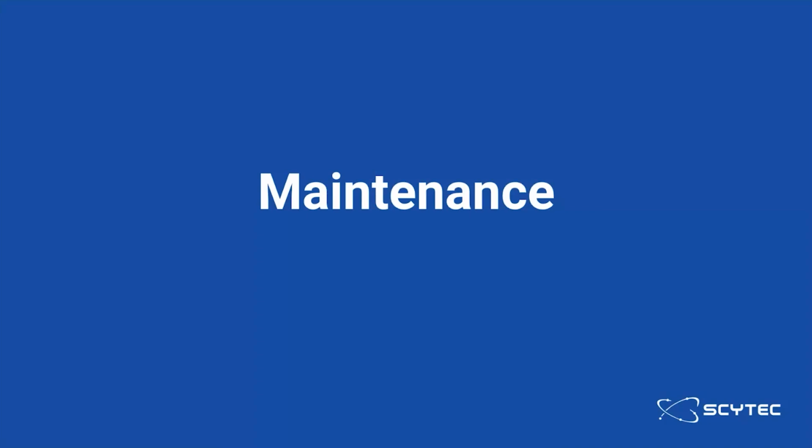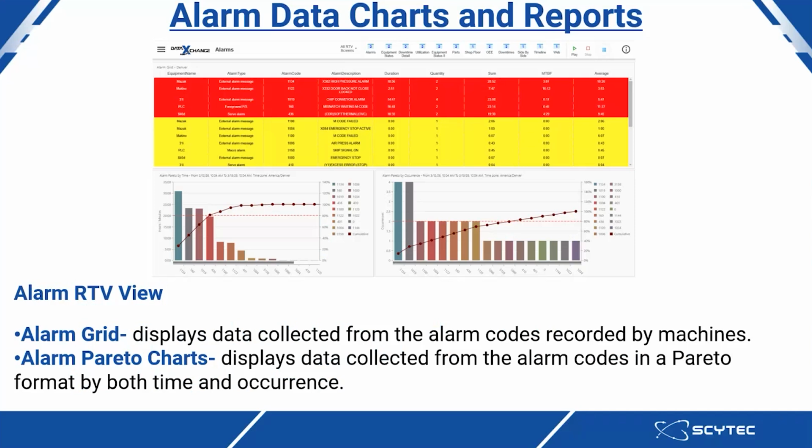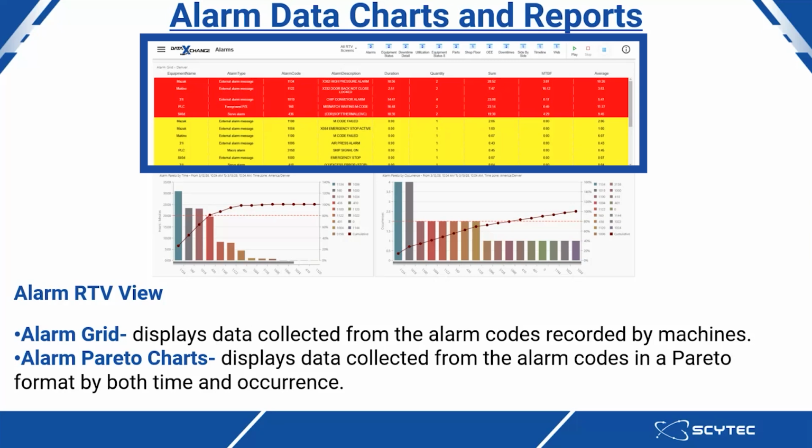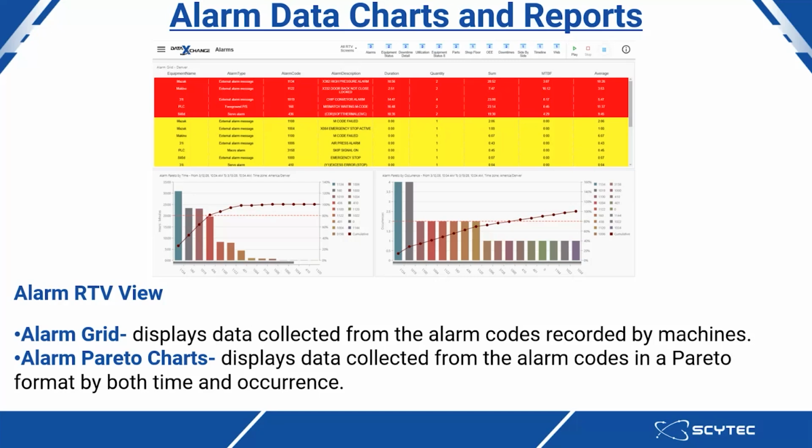Next up, I'd like to discuss some of the features that are in DataXchange that are good for maintenance. And a specific one that I'd like to single out is the alarm RTV view. And this view for the RTV is broken down into 3 different charts, and the first being the alarm grid, which you can see up there in the top, that goes all the way from left to right. And that chart, which is the alarm grid, displays collected data from alarm codes recorded by machines, and it details the equipment name, the alarm type, the alarm code, the alarm description, the duration and quantity of the alarms, as well as some other metrics.